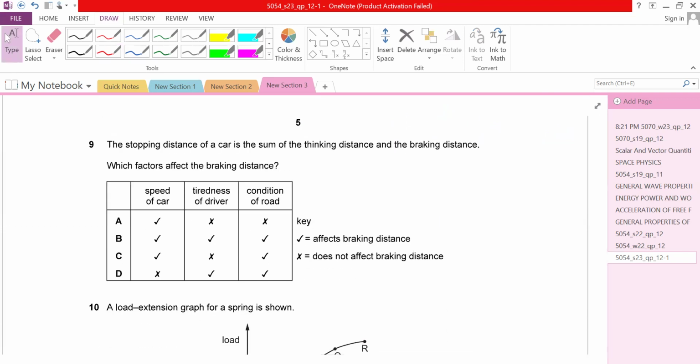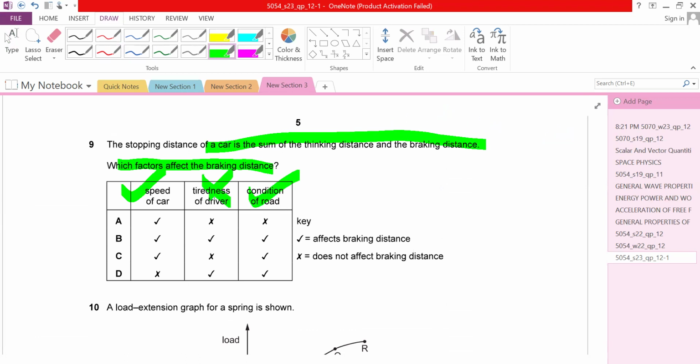Question number 9. The stopping distance of a car is the sum of the thinking distance and the braking distance. Which factors affect the braking distance? Speed of car, yes, it affects the braking distance. Tiredness of driver, no, it doesn't affect the braking distance. Condition of road, yes, this affects the braking distance. So the correct option for question number 9 is C.